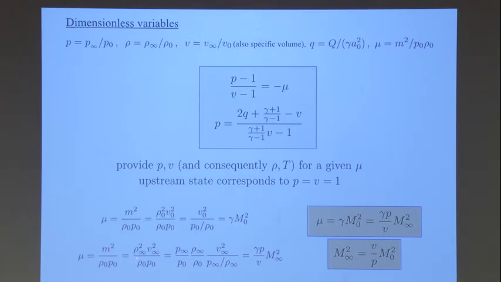But you can also express mu in terms of the downstream Mach number, but then it's going to be multiplied by the local pressure divided by specific volume. So this, again, is another important relation. So the two relations are framed here. Mu can be expressed in terms of either the upstream Mach number or the downstream Mach number, and there is a relation between downstream and upstream Mach number. That's important to know because later we can use this for our discussion.